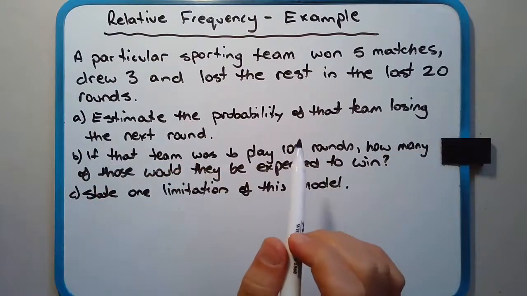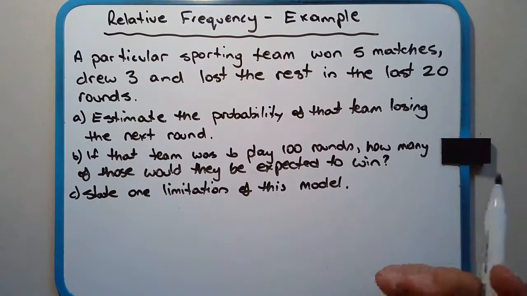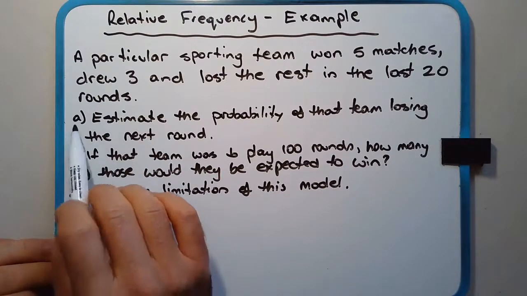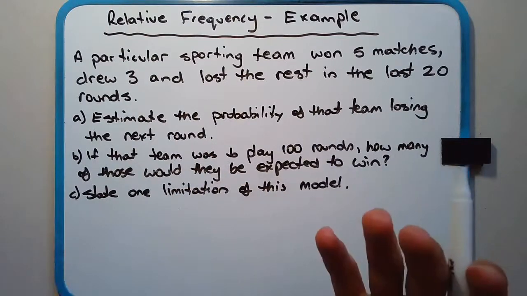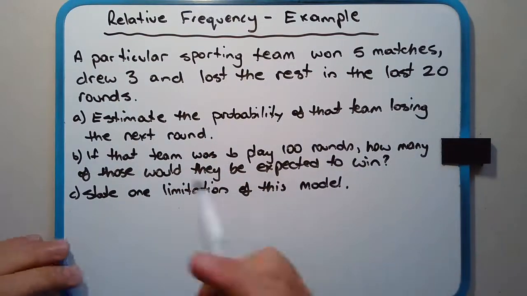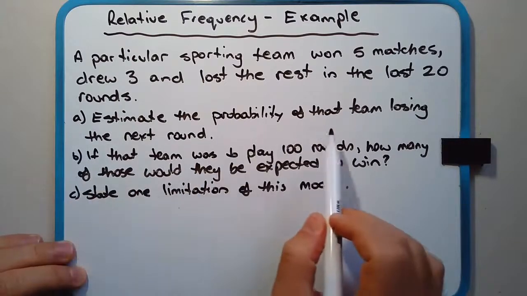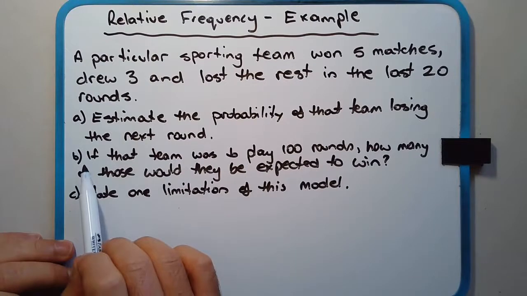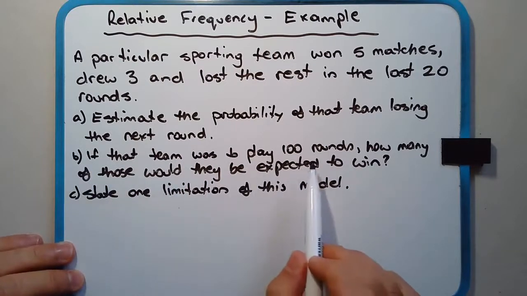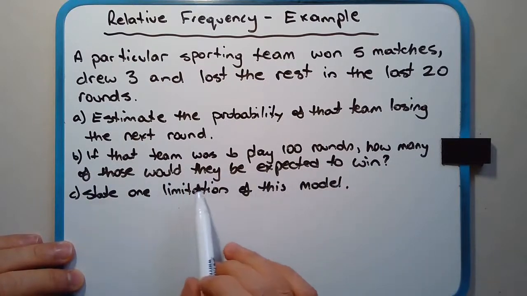So we can see just from this situation alone that there's really no way to determine, in theory, what the precise probability is going to be of a win, lose, or a draw. So we do have some data though, and we do have some historical observations that we could make. So part A, estimate the probability of that team losing the next round. Part B, if that team was to play 100 rounds, how many of those would they be expected to win?